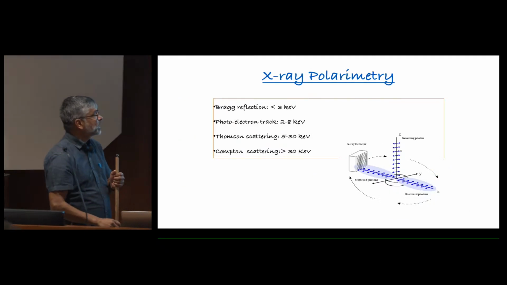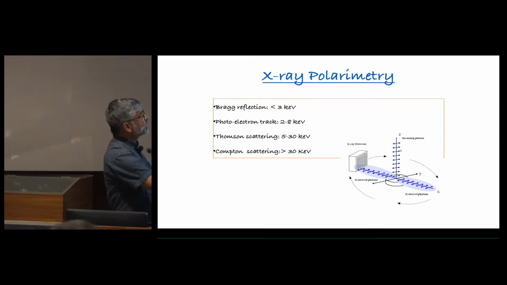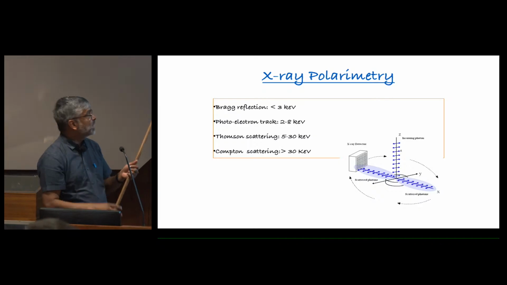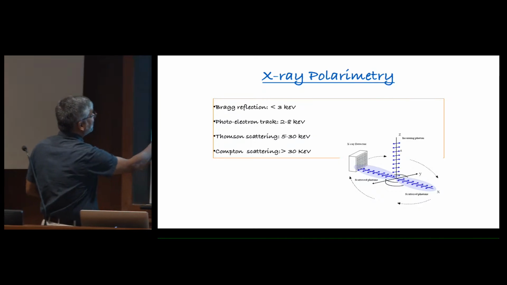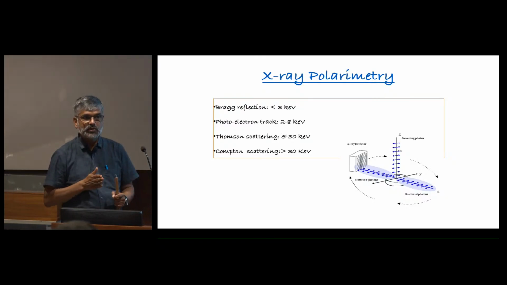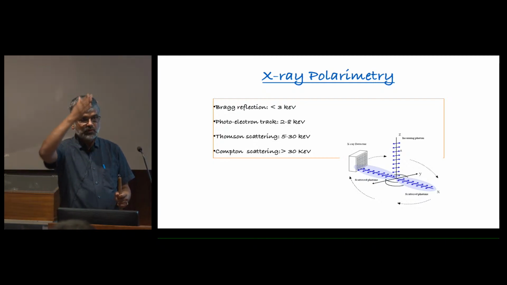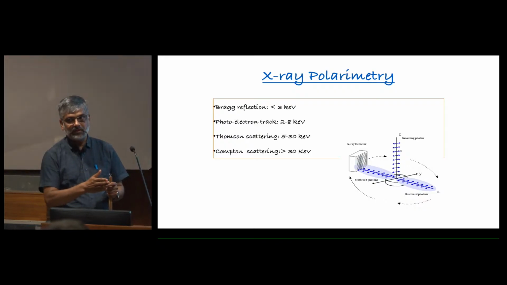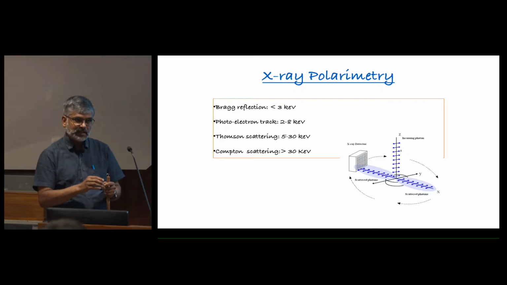X-ray polarimetry is done by the following method. Below 3 keV you can have Bragg reflection and then you can rotate the crystal. Between 2 and 8 kilo electron volt, the incident X-ray will get absorbed in the material and produce a photoelectron. The photoelectron will tend to go along the electric field vector. So, if your incident X-rays are polarized, the initial photoelectron track will be along the electric field vector, and if your instrument is such that that track can be imaged, then this photoelectron will cause ionization in the gas and that track can be imaged, and then you can do polarization with it.